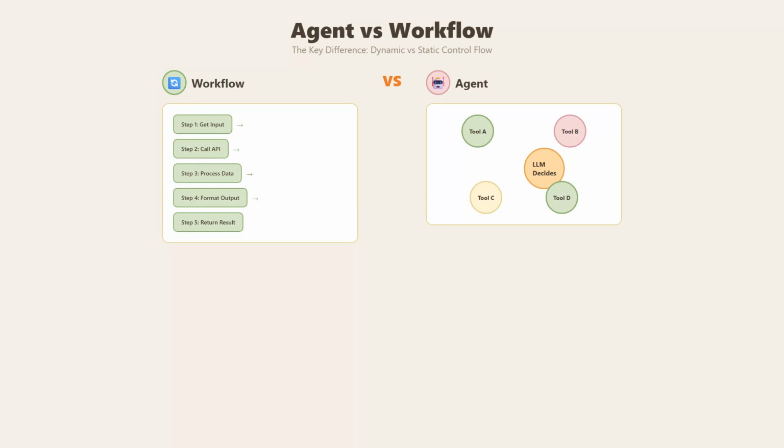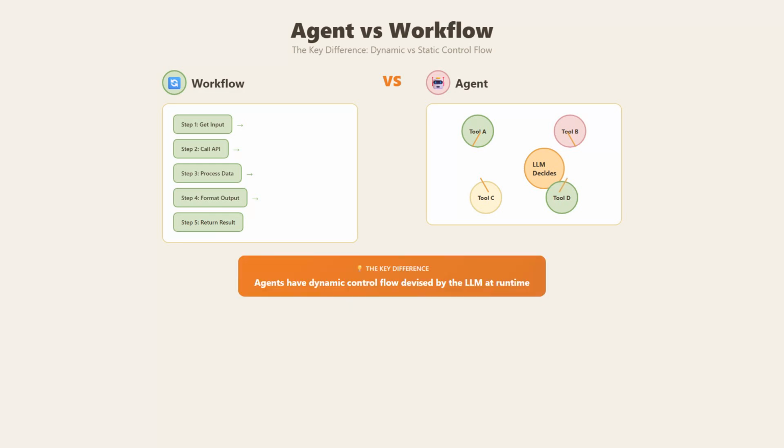Think of it like this. A workflow is like following a recipe step by step. An agent is like asking a chef to make you dinner. The chef knows the kitchen, knows the ingredients available, and figures out how to create something delicious without needing step-by-step instructions. This distinction has real implications. Workflows are more predictable and easier to debug because you know exactly what path they'll take. Agents are more flexible and can handle novel situations, but their behavior is harder to anticipate. Understanding when to use each approach is one of the most important decisions you'll make when building agentic systems.